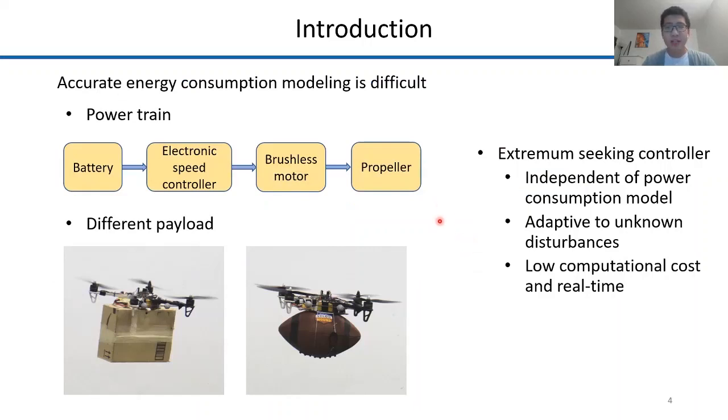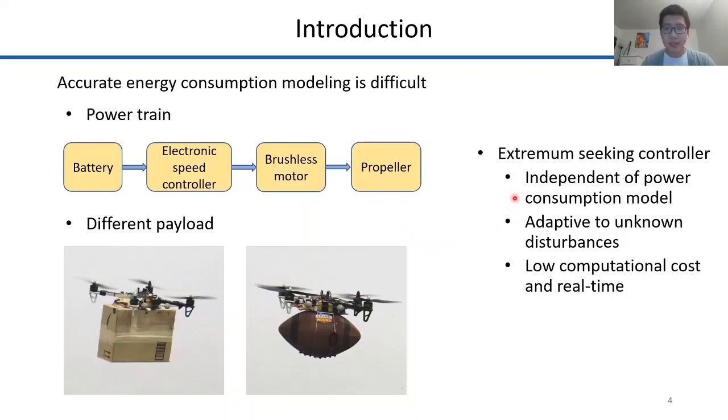A major reason for us to use a model-free method is that the power consumption of multicopters is hard to model accurately. According to the powertrain, we need to model the electronic speed controller, the brushless motor, and the propeller to get an accurate model of the power consumption of the vehicle, which is often hard to do. Power consumption modeling is especially hard for applications such as package delivery, where the weight and size of packages can change for different deliveries, and that would have a significant influence on energy consumption.